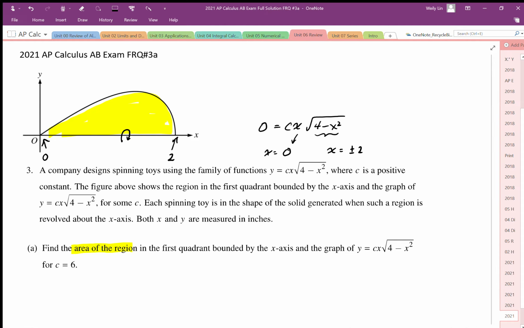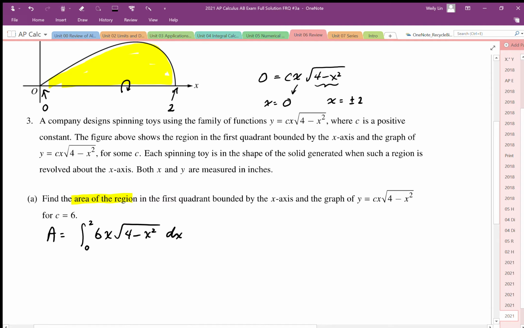We need to make sure we find the bounds that we're going to integrate. So we want to find the area under this curve using the integral of that curve. And the integral is going to look like this. So the area is equal to the integral from 0 to 2 of the function. We're going to replace the c with a 6, so 6x root 4 minus x squared dx.